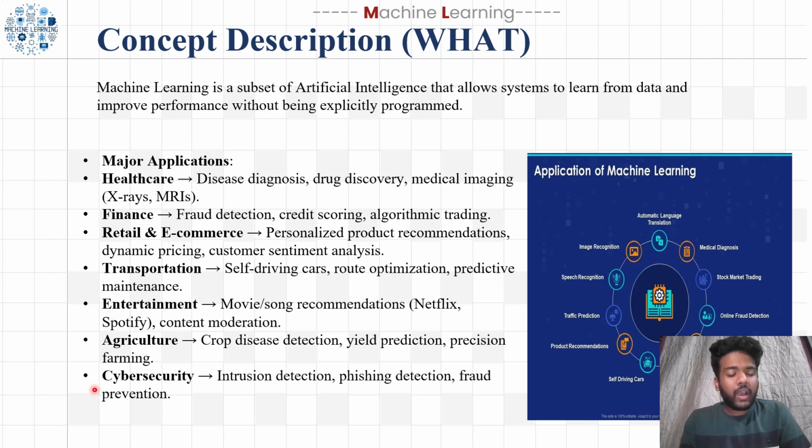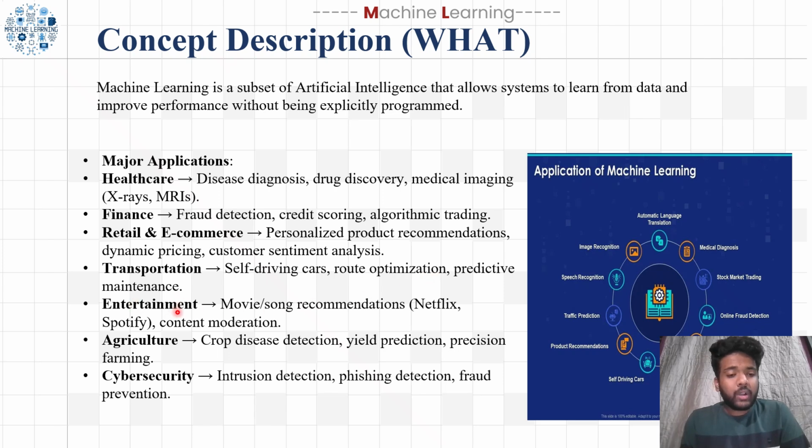and agriculture. And I also mentioned cyber security. So what does healthcare do with ML? That is disease diagnosis, drug discovery, and medical imaging like X-rays and MRIs that we know already. In finance, fraud detection, credit scoring, algorithmic trading. In retail and e-commerce sites, personalized product recommendations, dynamic pricing, customer sentiment analysis. In transportation, self-driving cars, route optimization, predictive maintenance.